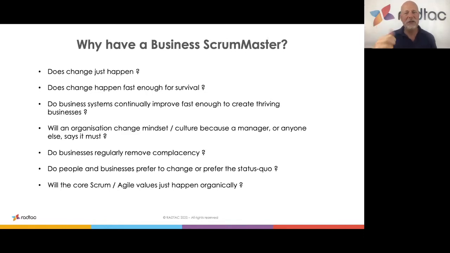So yes, does that just happen naturally? Not typically. So the Scrum Master, we need to be there to make sure that change happens and it happens fast enough. Do business systems continually improve fast enough to create thriving businesses? Some do. Some that are already aligned into business agility, yes, they'll do that. So, business agility, making sure we deliver value continuously, or we deliver value on a fit for purpose basis. Some organizations do that naturally.